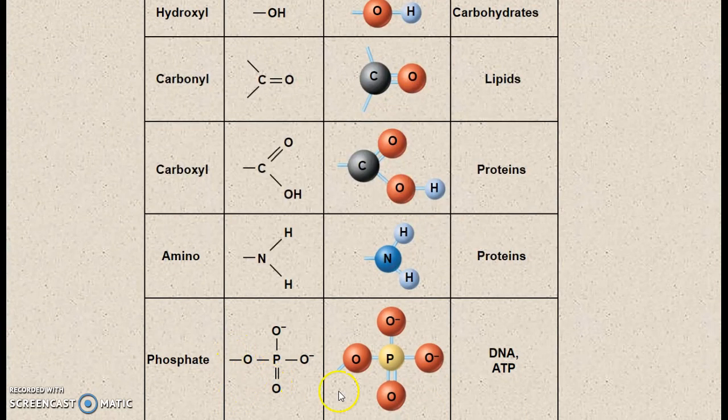So this is a phosphate group. It's a phosphorus atom, single bonded to 3 oxygen atoms and double bonded to 1 oxygen atom. So I'd like for you to know those. And you can skip the second one, carbonyl, for now.